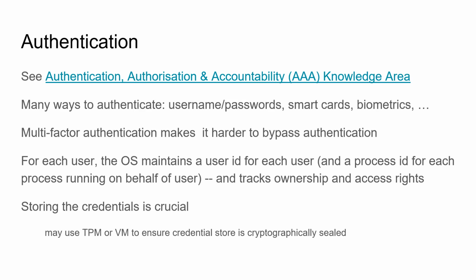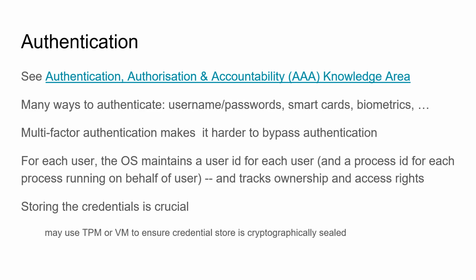So if we have something that we have, such as a smart card, something that we know, such as a password, and something that we are, such as our retina scan or our fingerprint, it becomes more difficult for the attacker to obtain all of those factors and bypass the authentication check. Okay.